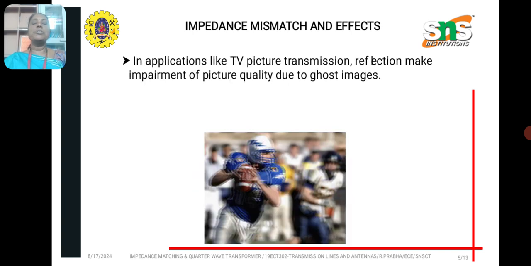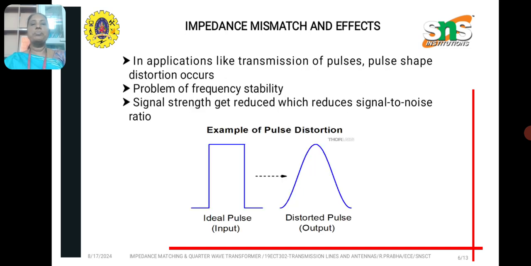In applications like television picture transmission, these reflections impair picture quality because of ghost images. In applications like transmission of pulses, pulse shape distortion occurs. This creates a problem of frequency stability, and signal strength gets reduced, which reduces the signal to noise ratio. In the picture there is an ideal pulse given at the input side, but because of this impedance mismatch we get a distorted pulse at the output side.